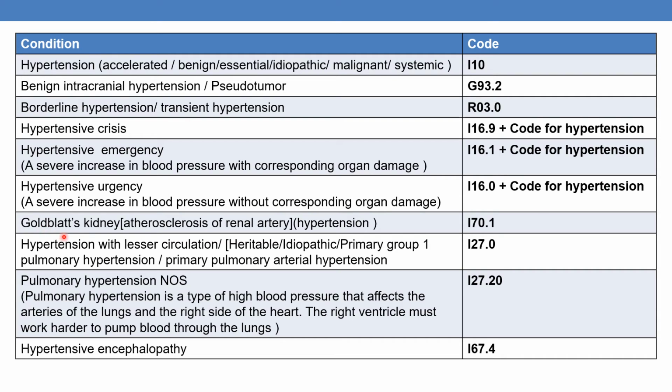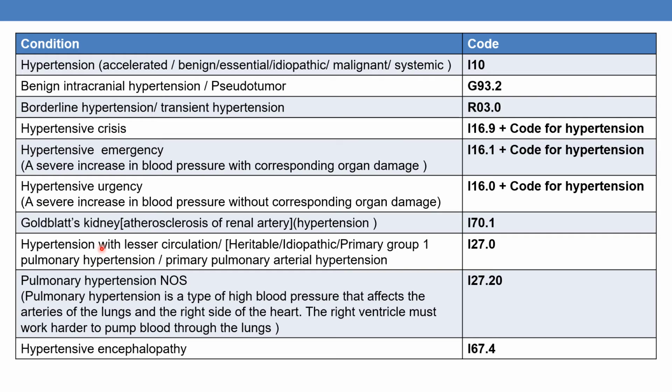Next, coming to Goldblatt's kidney or atherosclerosis of renal artery or Goldblatt's hypertension. Hypertension is due to this condition. Hypertension due to atherosclerosis of renal artery is coded with I70.1.